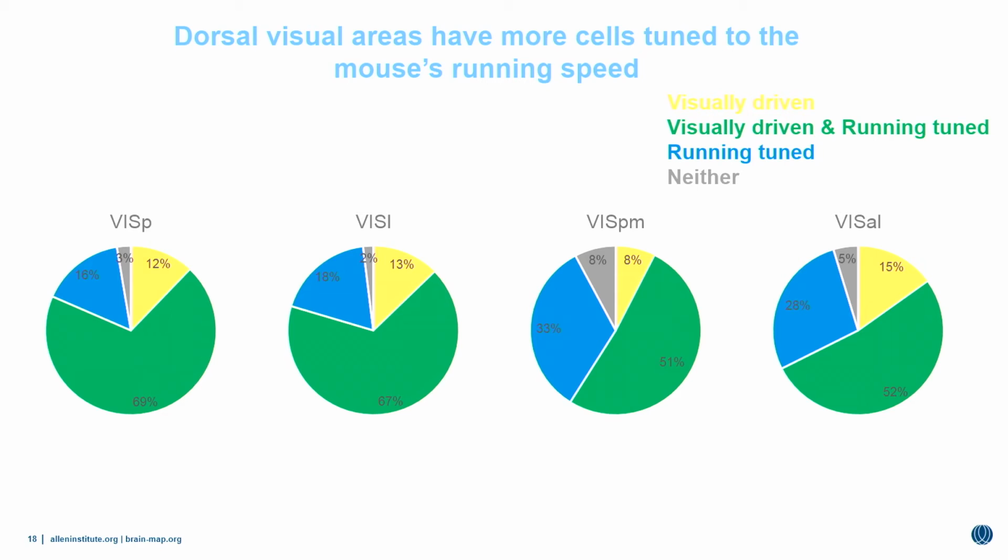And the green ones are the ones that have both, that they're both visually driven and tuned for the mouse's running speed. And again, we see a large number of cells in the dorsal areas that show the speed tuning for the mouse's running speed without being visually driven, which again could be consistent with a role in navigation or spatial processing.